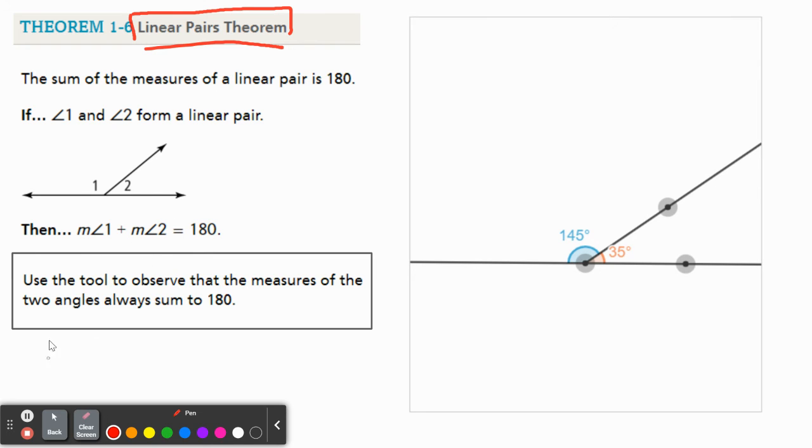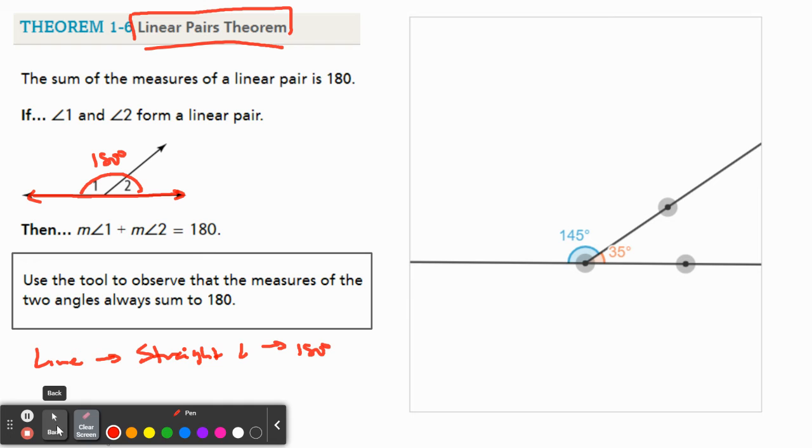So again, you have to think of this as a line, right? This is the line, which is also a straight angle. If you remember, we talked about different types of angles, and we should know that a straight angle is equal to 180 degrees. So that's why those two angles add up to 180.